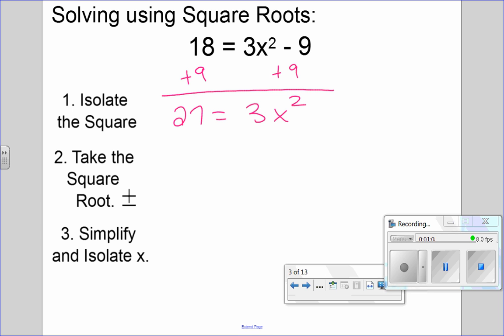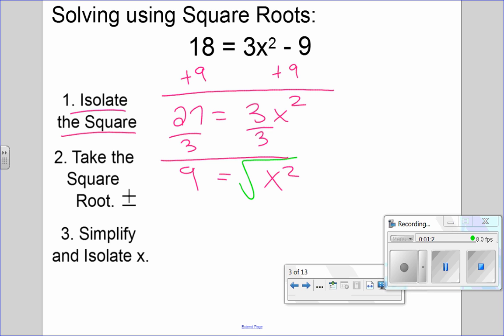Who thinks they know step 2? Kaylee. Very good. So we're basically trying to get the x squared alone. That's what isolate the square means. Get the x squared alone. And that's going to be 9. Now you're ready to take the square root. And don't forget your plus minus doodad. So we're square rooting. I think I heard Nick say it. It's plus or minus 3.